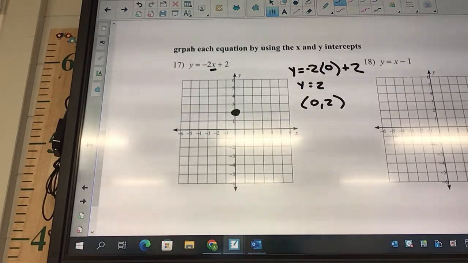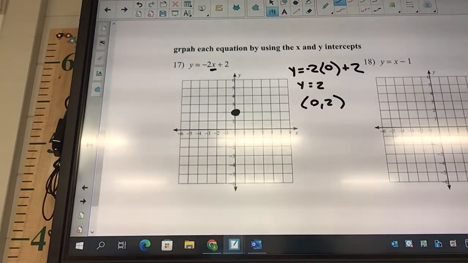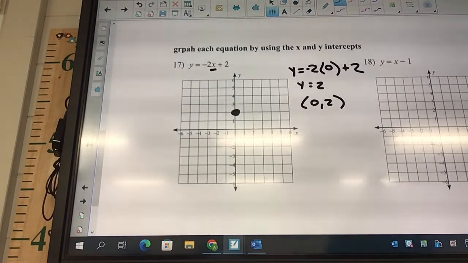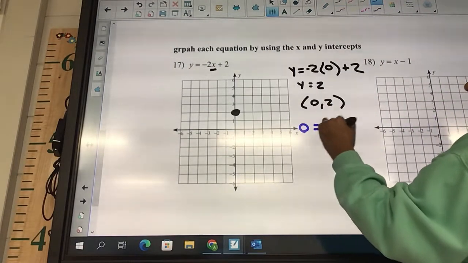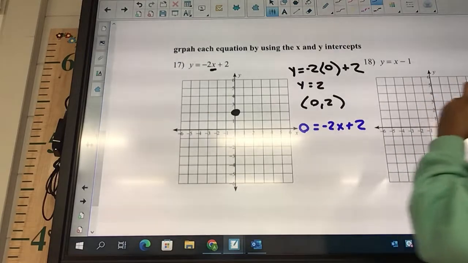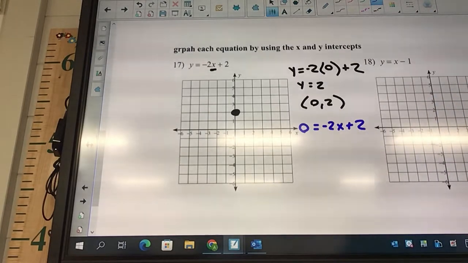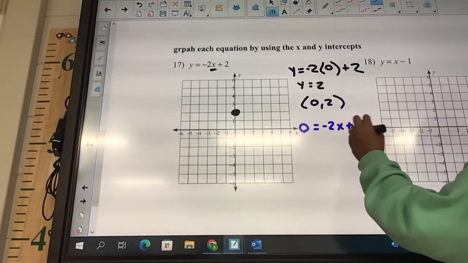Now we need to plug in 0 for the what? For the y. So we're going to say 0 equals -2x plus 2. How do I solve for x? What's going to get moved first? Which 2? Yeah. So we're going to say -2.